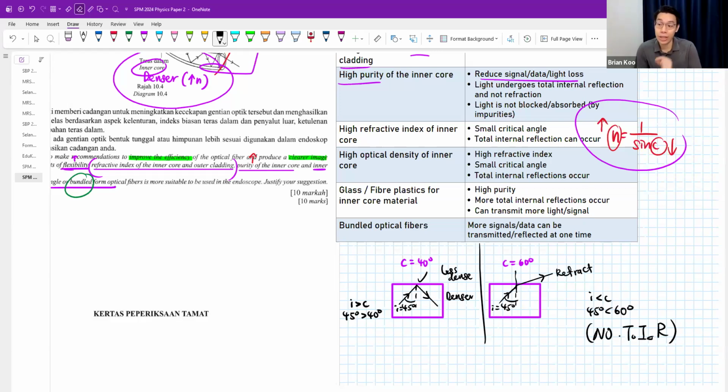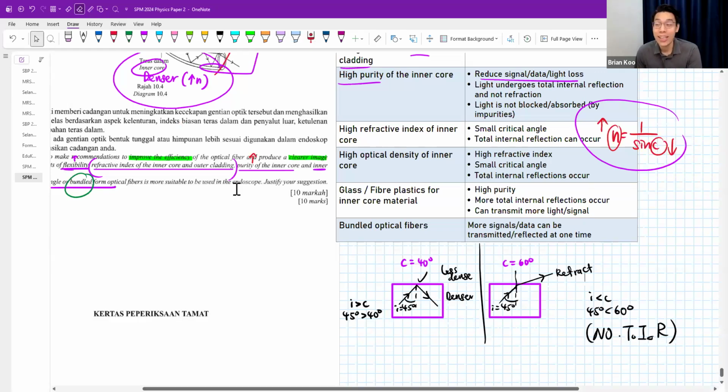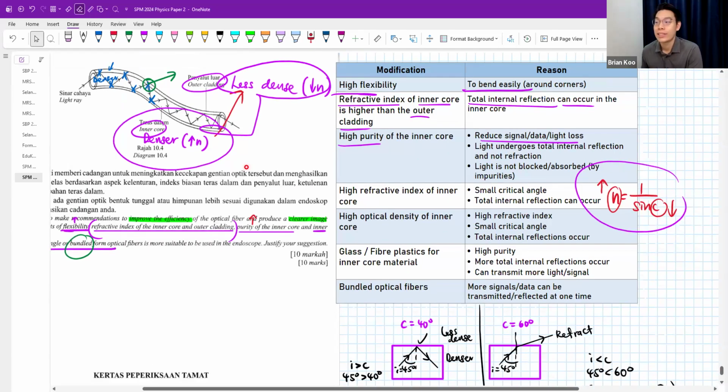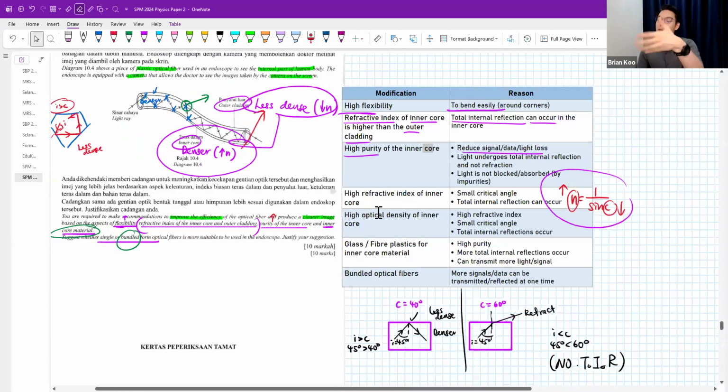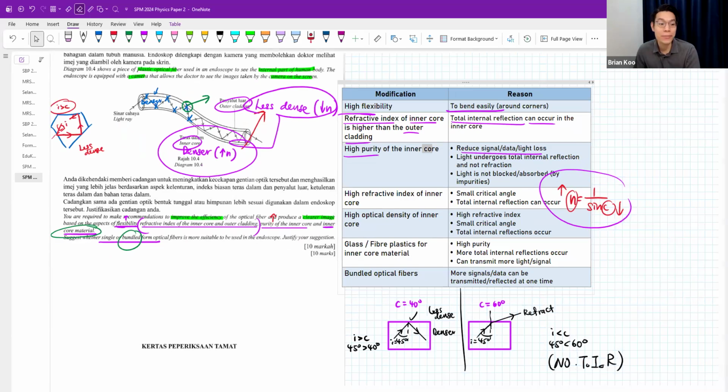It's easier for the light to achieve that with a smaller critical angle, because your incident angle needs to be bigger than the C. If your C is very small, then it's easy for I to be bigger than the critical angle. If your critical angle is a bit too big, then a lot of the light cannot be bigger than this very high value, 60 degrees, let's say. And so a lot of it will just refract out, which is why you're going to get signal loss. So we want small critical angle. That is the reason why I write small critical angle as my reason also. So any 5, then you can get full marks already.